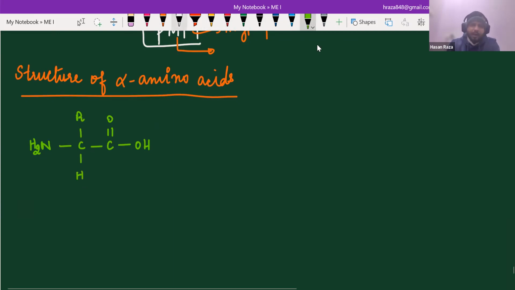If this R is replaced by hydrogen, and you can see I'm going to write this C, and this R is replaced by hydrogen, and the rest of the part is as it is.